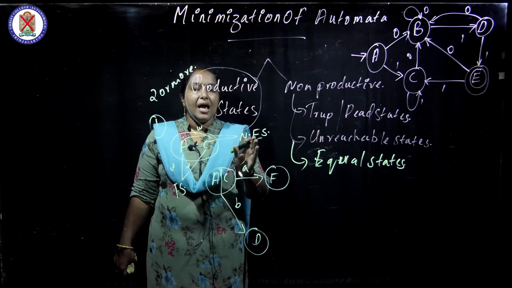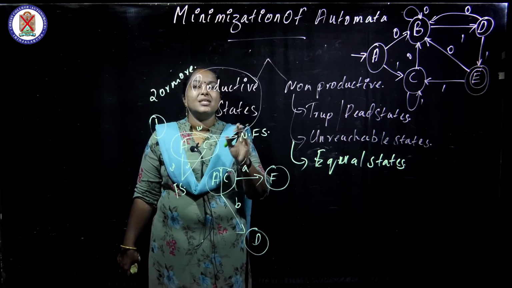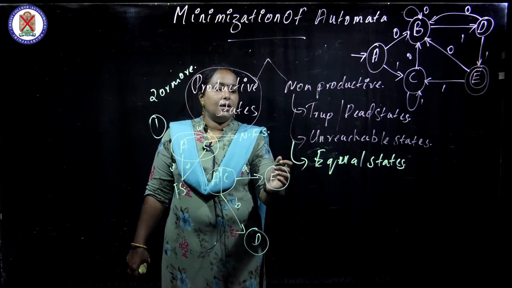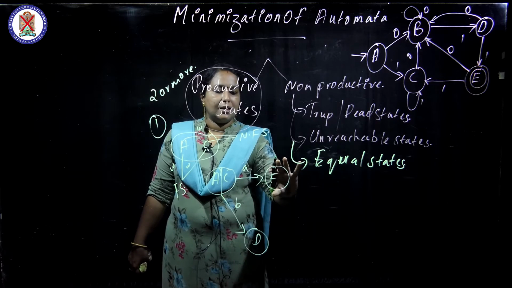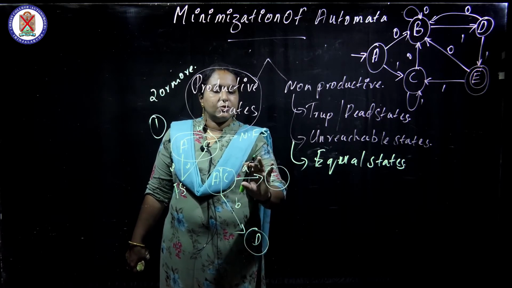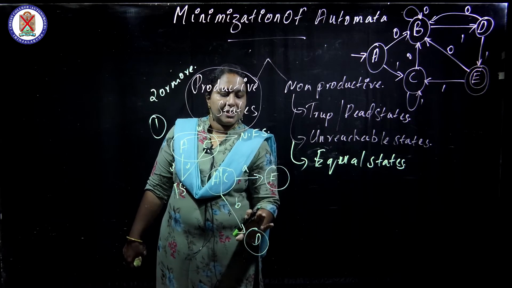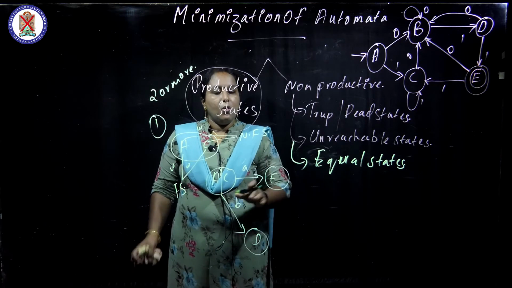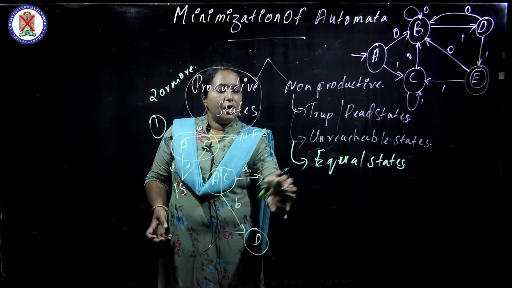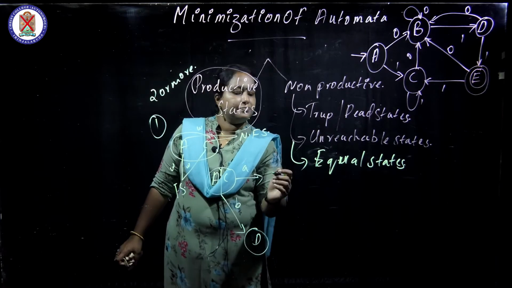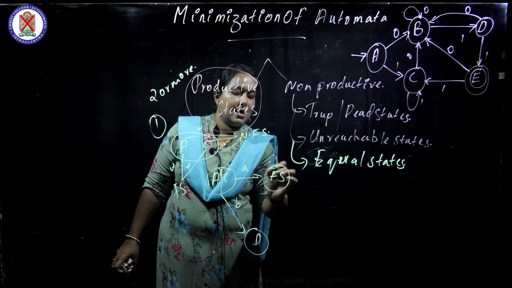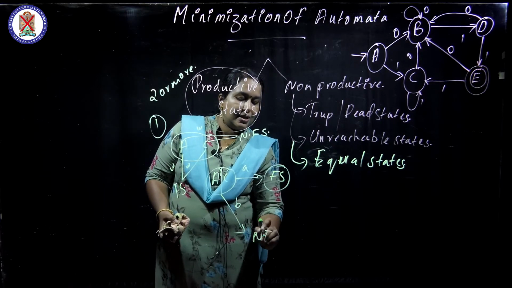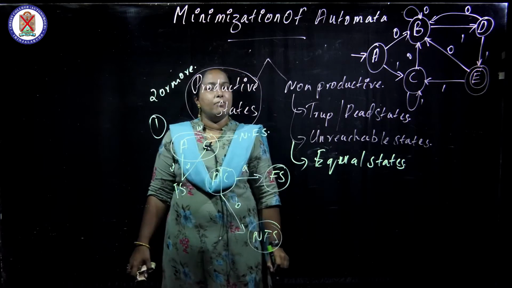That means A and C with the same alphabet go to the same state. This can be said as same state, which I will explain more. With A it moves to the same state, with B it moves to the same state. This can be said as what? Equal state. Or we can say with A it moves to a final state and with B it moves to a non-final state, that can also be merged.